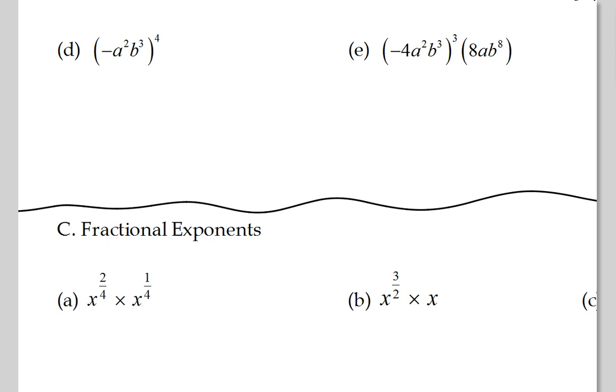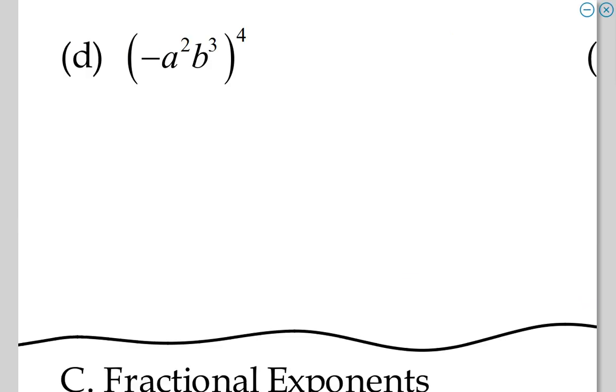Alright, so there's nothing to clean up on the inside here because A and B are different terms. So you're just going to have to apply the power of a power first. The one big thing here is like you have a negative 1 being raised to the power 4. That's a very common mistake. Students will forget that one all the time. So 2 times 4 is 8, 3 times 4 is 12. Those are probably going to be done correctly by most of you.